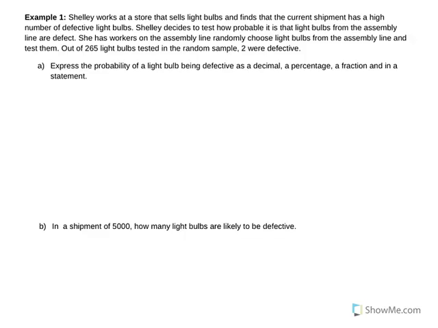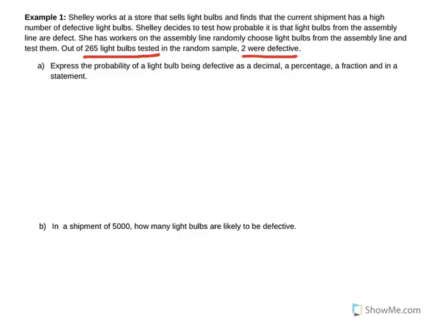We have Shelley, who works at a store that sells light bulbs. She finds that the current shipment has a high number of defective light bulbs. She has to decide how to test how probable it is that light bulbs in the assembly line are defective. She sees that out of 265 tested, 2 were defective. So we're going to express this probability in all of them. We don't have to do it as a statement because the statement is the word problem.